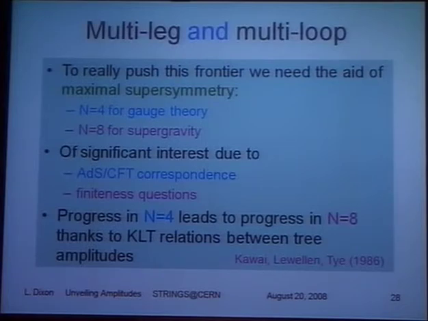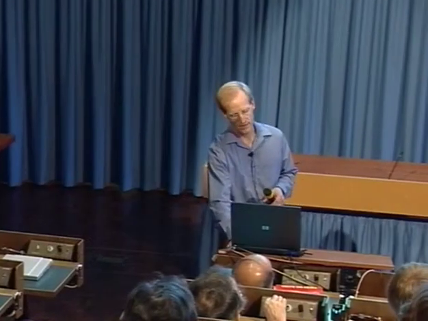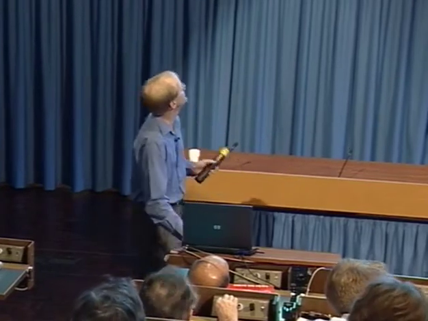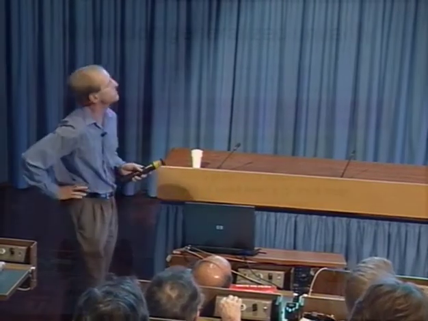And they're actually related technically, too, because progress in N equals 4 turns out to lead to progress in N equals 8, thanks to certain relations found by Kawai, Lewellen, and Tye using string theory, certain relations between the tree-level scattering amplitudes in the two theories. But let's just discuss in general how you might use generalized unitarity at the multi-loop level.